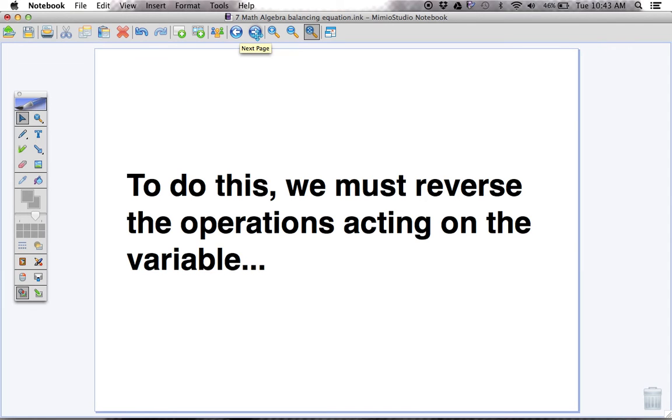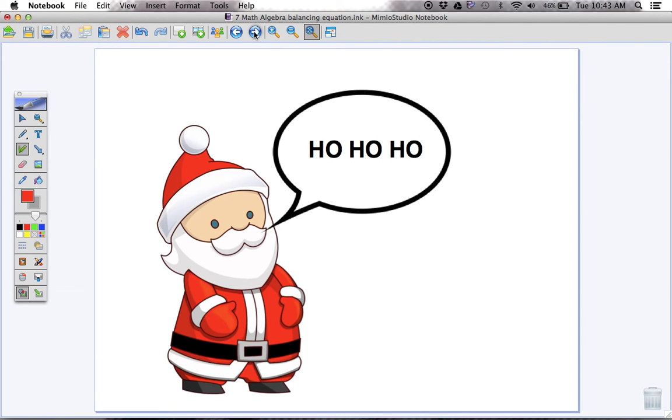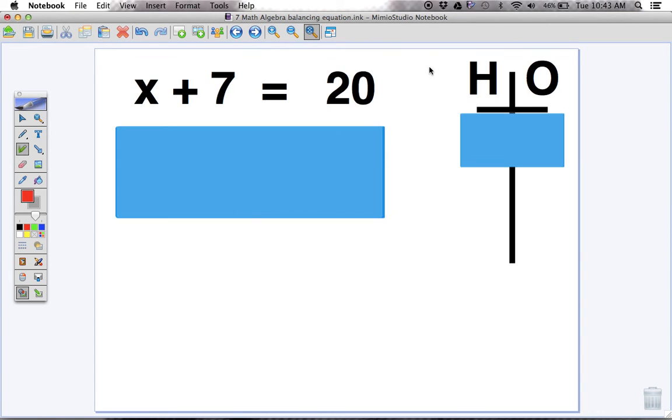And so to do this, we must reverse the order of the operations acting on the variable. What does that mean? We're going to use Santa as a little helper. He says ho, ho, ho. We're going to use the HO. The H stands for what is happening to x, and the O is the reverse, or the opposite, of what's happening to x. So if you look over here on this expression, we have a number plus 7 is equal to 20. Well, what's happening to x?